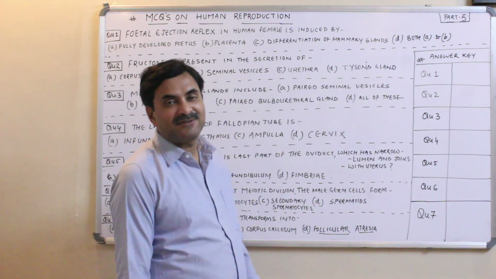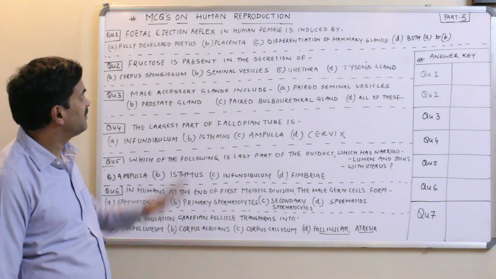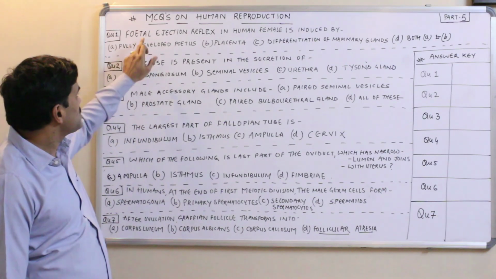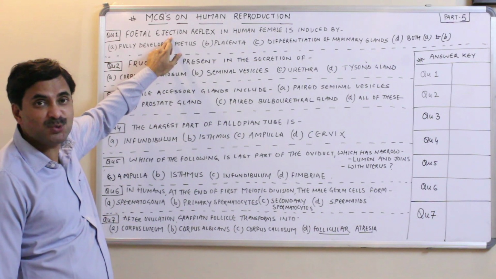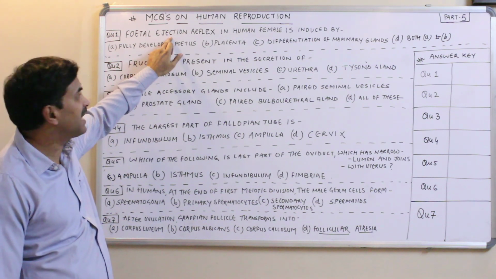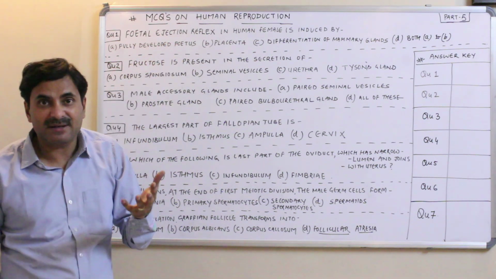Hello to all. We are discussing some multiple choice questions based on human reproduction. First question, fetal ejection reflex. This is a very important term and at least 2 to 3 times the question is asked from here. Fetal ejection reflex in human female is induced by.